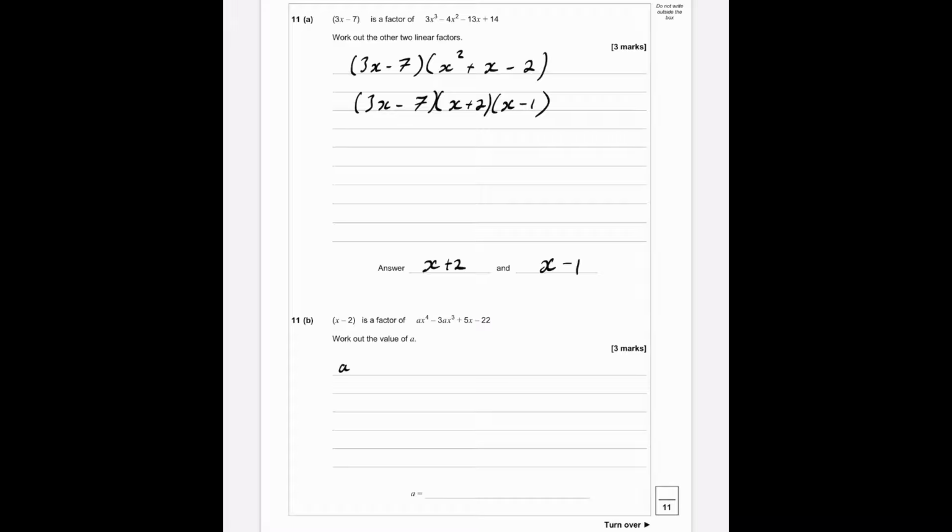For 11b, we can use the factor theorem. We know that if we substitute 2 into the function, we will get 0 out. So I'm going to substitute 2 into the function and equate it to 0. Go through each calculation: 16a minus 24a plus 10 minus 22 is equal to 0. Collect the a's, bring the numerical parts onto the right, divide by negative 8. Simplify: a is equal to negative 3 over 2, or minus 1.5.